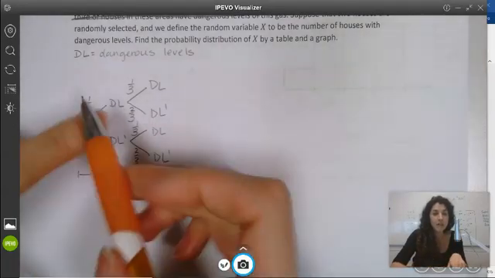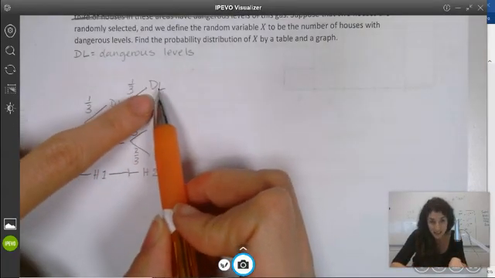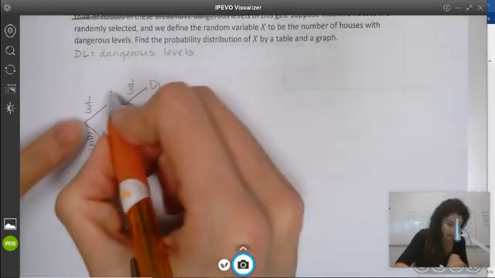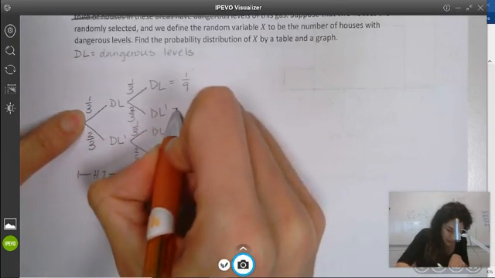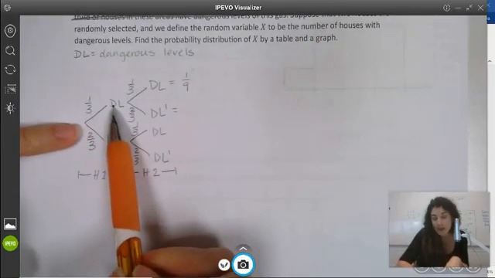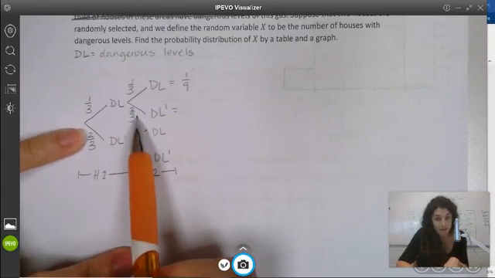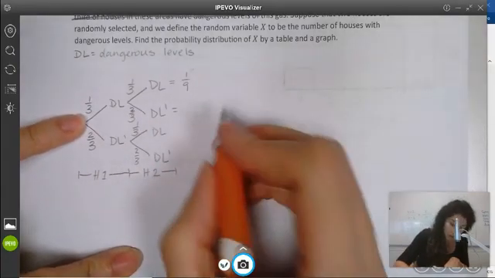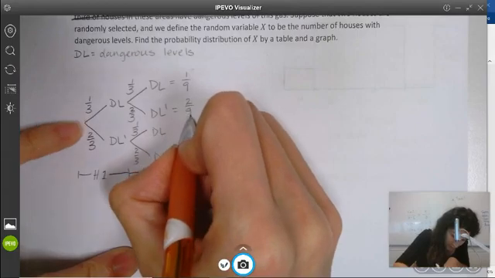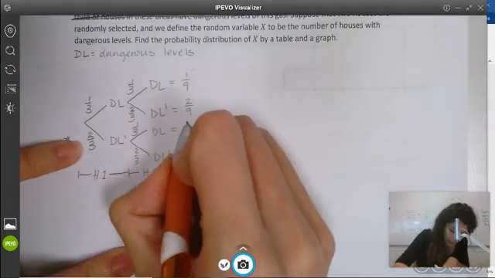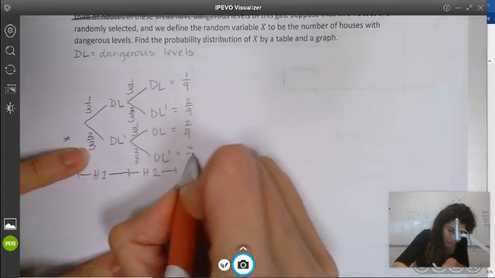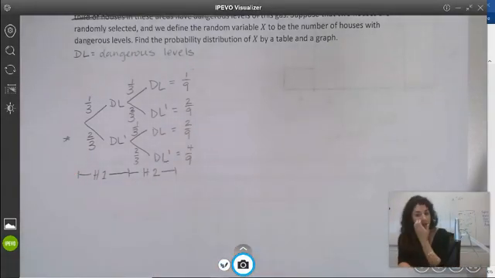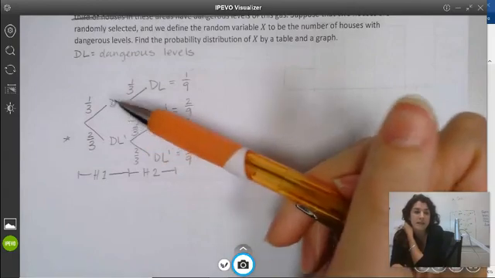So the probability that the first house has dangerous levels and then the second house has dangerous levels is 1/3 times 1/3, which is 1/9. The probability of the first one having dangerous levels and the second one not having dangerous levels is 1/3 times 2/3, which is 2/9. Then 2/3 times 1/3 is 2/9, and 2/3 times 2/3 is 4/9. And we've broken it down now into probabilities.